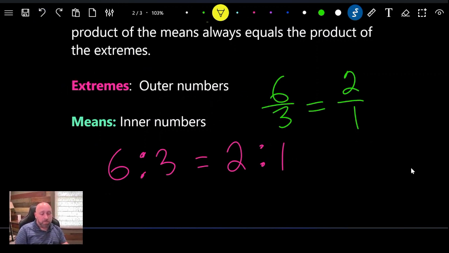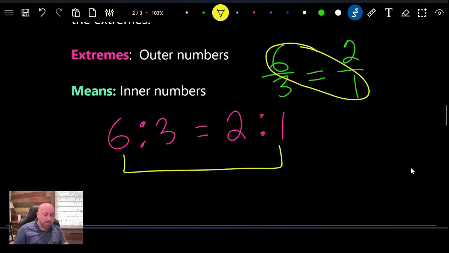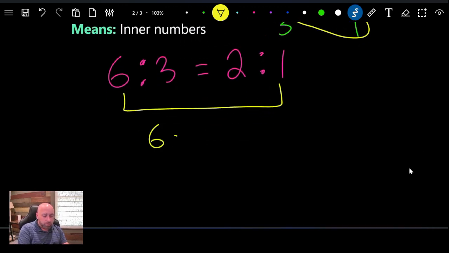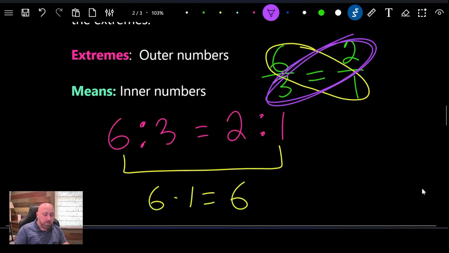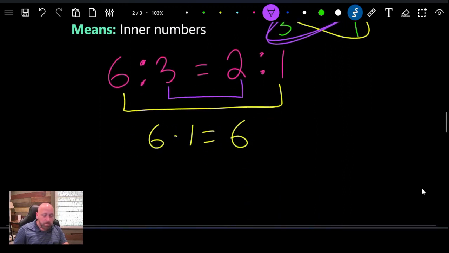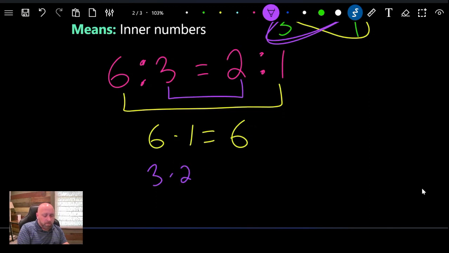These are the extremes. Notice, what do you get when you multiply the extremes? 6 times 1 equals 6. Okay? Now, let me change the color here so you can see it. It says the product of the means always equals the product of the extremes. So that's the product of the extremes. Now let's do the means. So 3 and 2 are the means. They're the inner ones. So if we do 3 times 2, notice we also get 6.